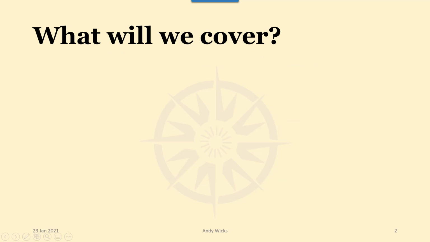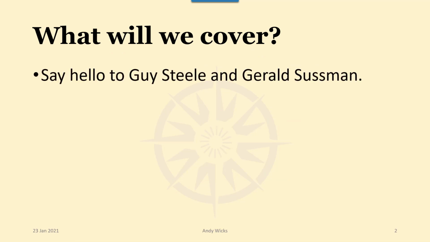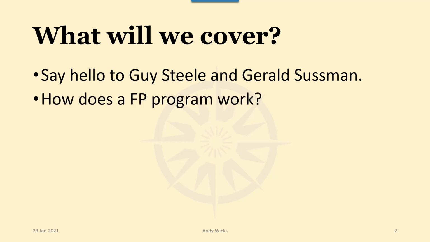So what will we cover in this video? Well, we're going to say hello to Guy Steele and Gerald Sussman. They're the people who created Scheme. We're going to look at how a functional program works, and we're going to look at its use of brackets. Brackets are really important in functional programs. They tell you where things happen.